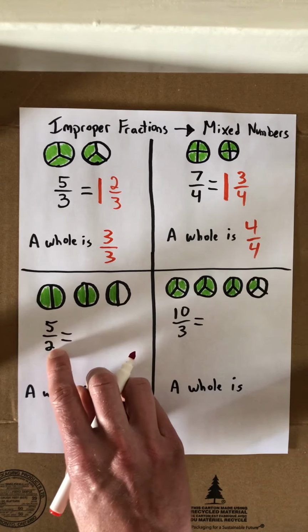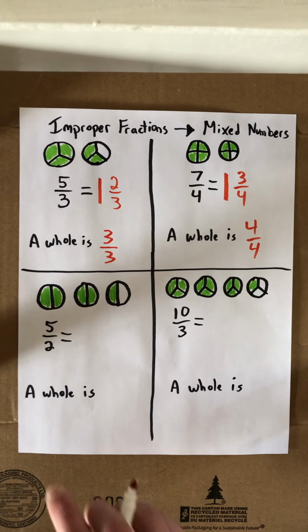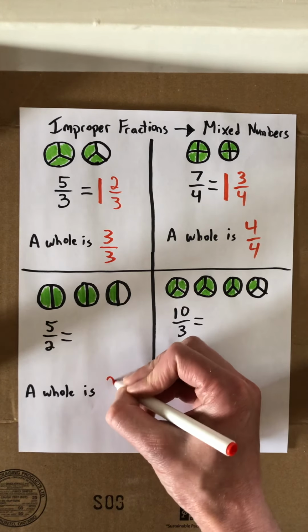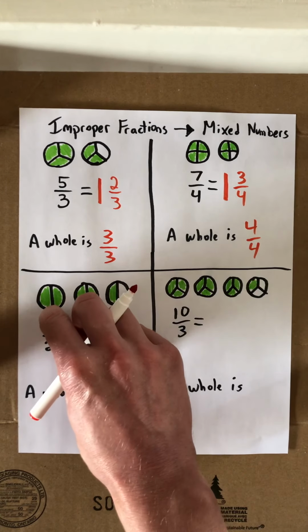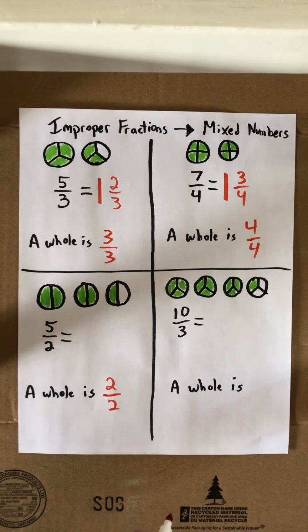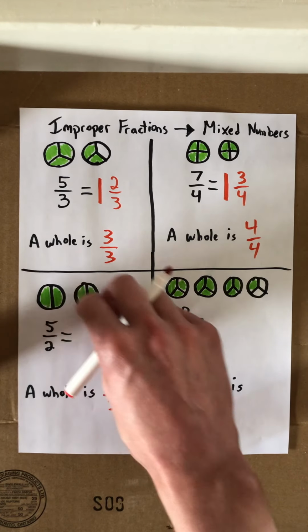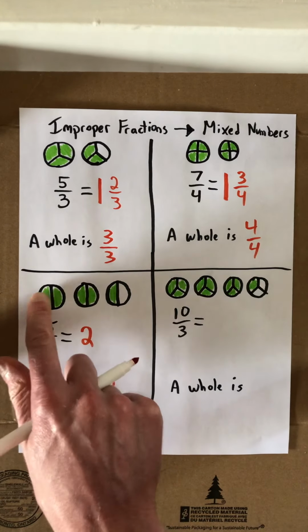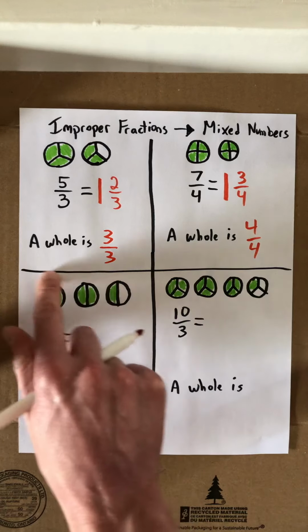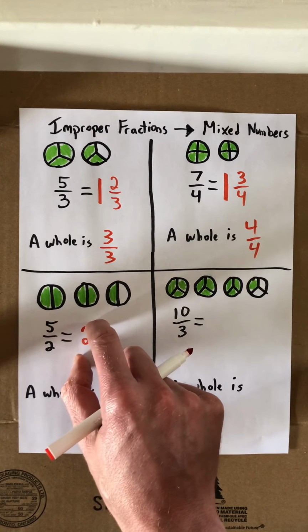I have 5 halves. How much does it take to make a whole if we're using halves? Well, every 2 out of 2 would be a whole. If I took only 2 out of the top, I'd be left with 3. There's room to make another whole. So I'm going to take 4 out of the top, because 4 is 2 wholes. 1, 2, 3, 4. 4 halves will make 2 wholes.